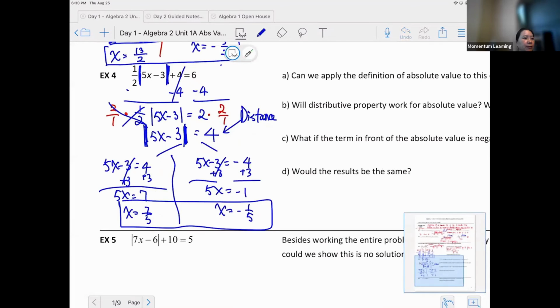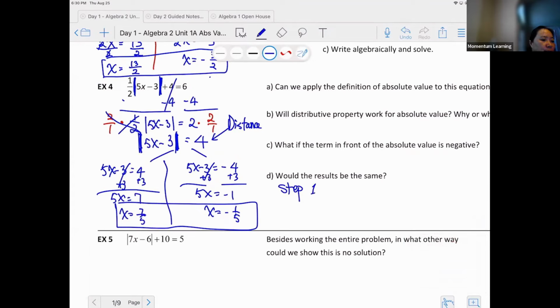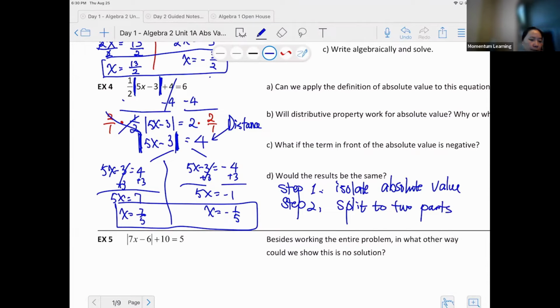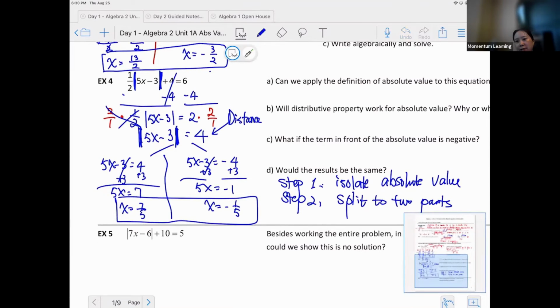Very good. This is example 4. Let me review that. Step 1: you need to isolate the absolute value. After you isolate, step 2: you split it into 2 parts. After you isolate the absolute value, the one on the right side should be the distance. And then just solve.